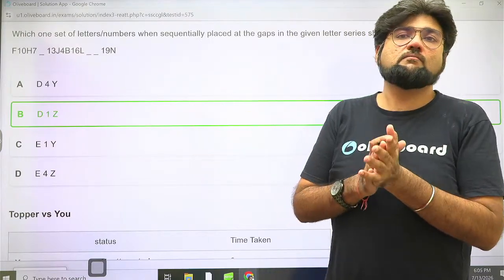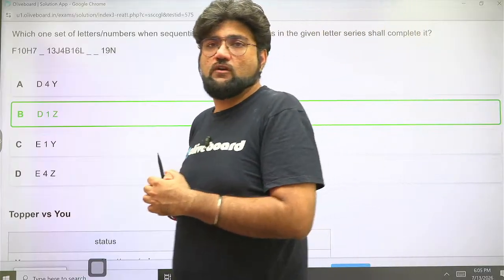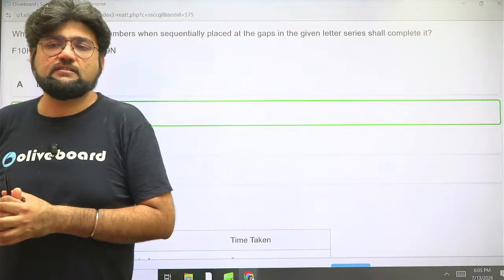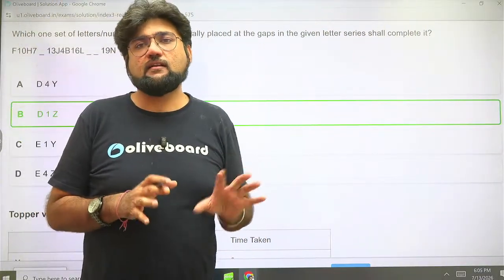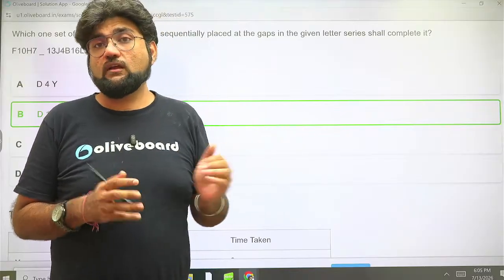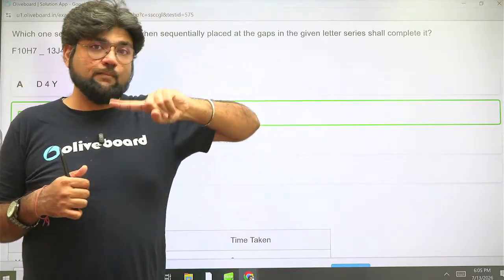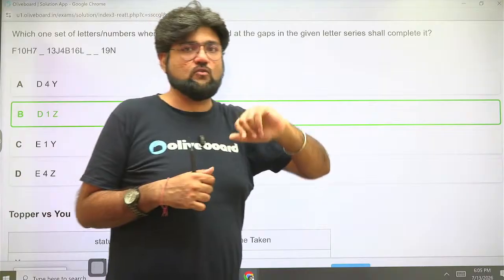And you can aim towards a 100% score in reasoning. It is achievable in reasoning, I will say. In quant, I'm not sure, but in reasoning, surely you can achieve a 100% score if you are very strategic about how you're preparing and how you're skipping the questions. That is the whole game.